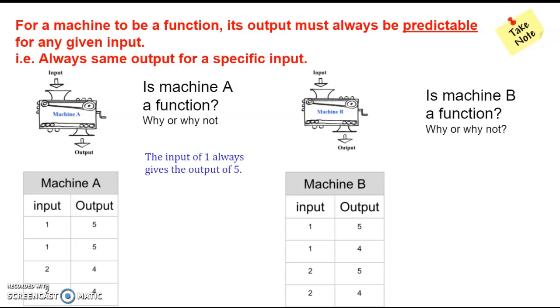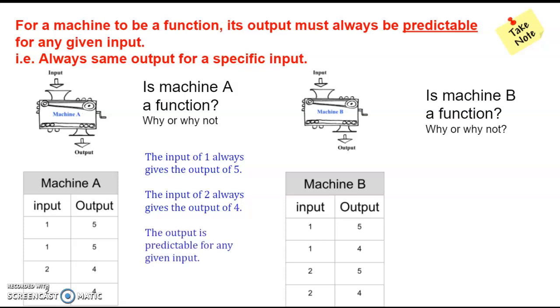Well, look at the 1. I see a repeating input here, 1 and 1, but when you put in an input of 1, it gives 5, and then you do that again, it also gives 5 again. So every time you put in 1, it's always going to give 5. If you put in the input of 2, it will give 4, and do it again, it will also give 4. So is this a function? The input of 1 always gives the output of 5, the input of 2 always gives the output of 4. That means the output is predictable for any given input. So therefore, this is a function.